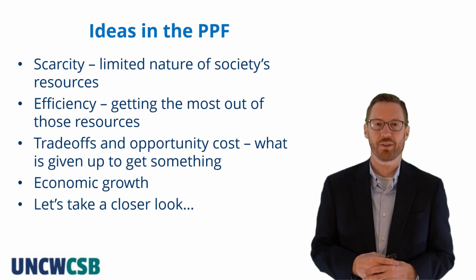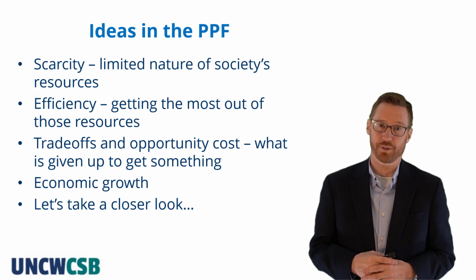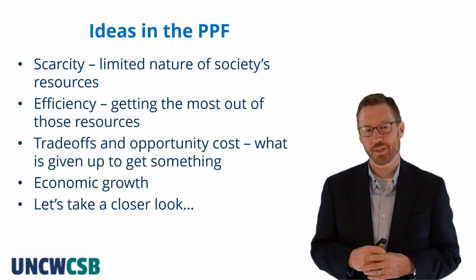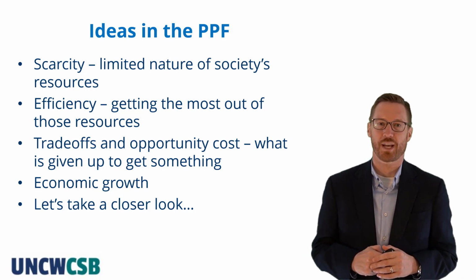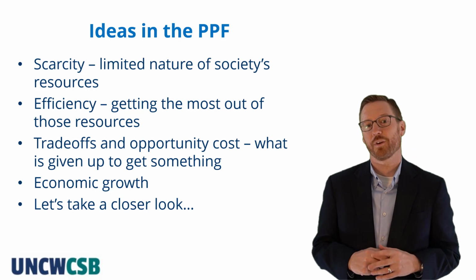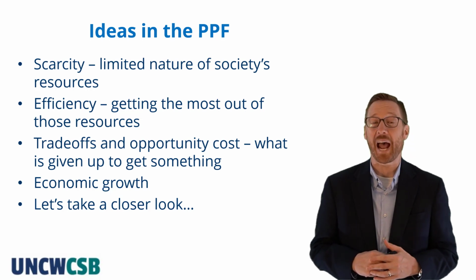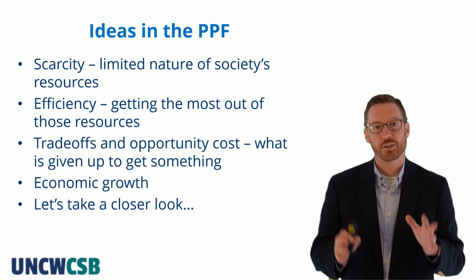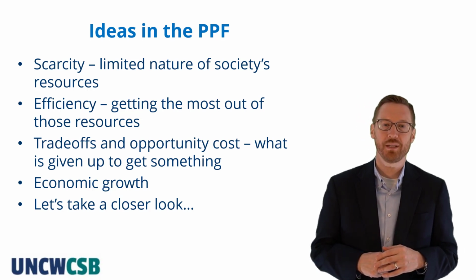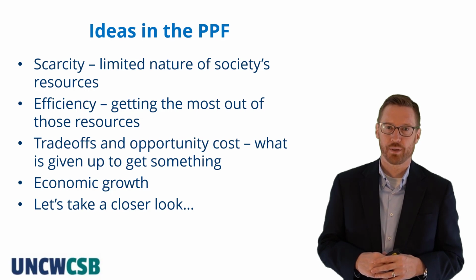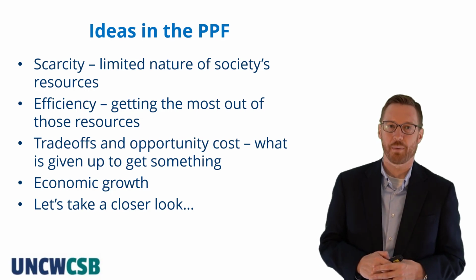So let's think about these ideas in the production possibility frontier. So a few things to look for. Think about scarcity, the limited nature of society's resources. Look for efficiency, getting the most out of those resources. Trade-offs and opportunity costs, what's given up to get something, and economic growth. So let's dive in and look at our model.